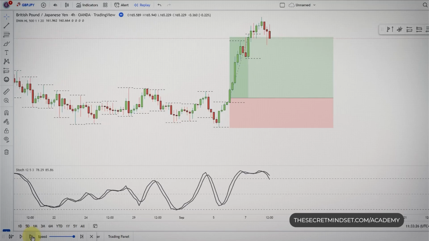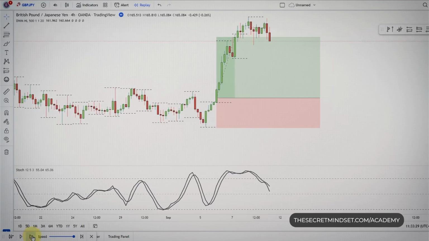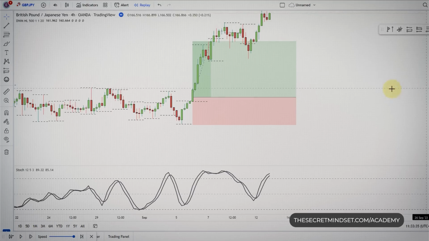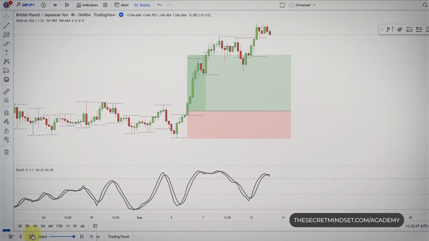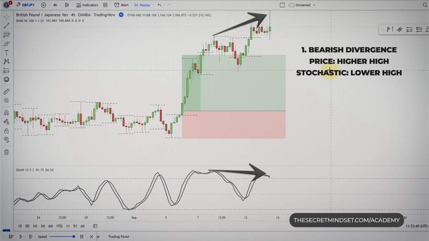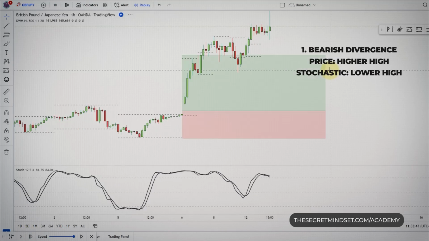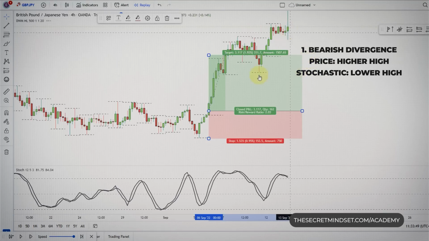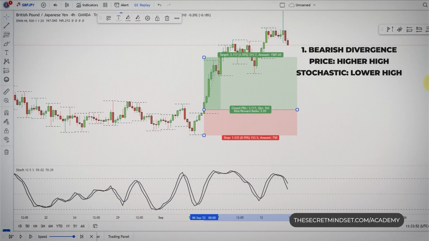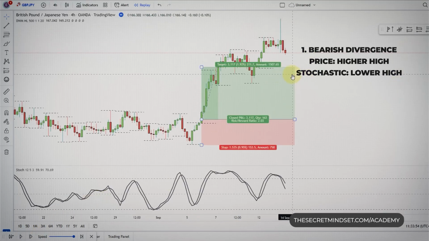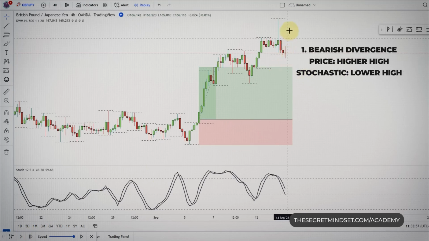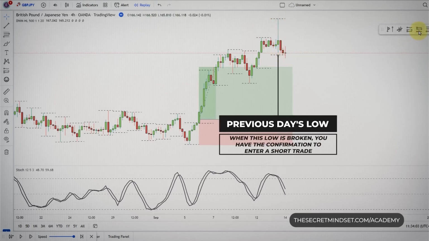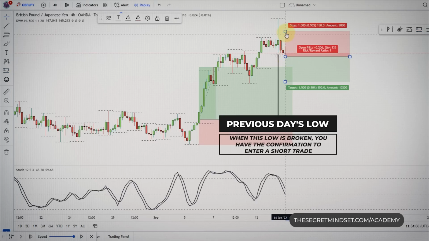Let's continue. Price moves higher, and I see some signs of weakness. This is the first possible bearish divergence, which indicates a potential change in direction from an upwards move to a downwards move. Price creates a higher high, but at the same time Stochastic is making a lower high. So the indicator is not following the price up, suggesting the move higher is weakening and losing momentum, resulting in a possible move lower. When this low is broken to the downside, that's the confirmation we need to enter a short trade.